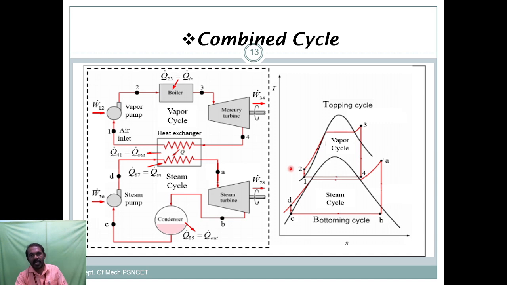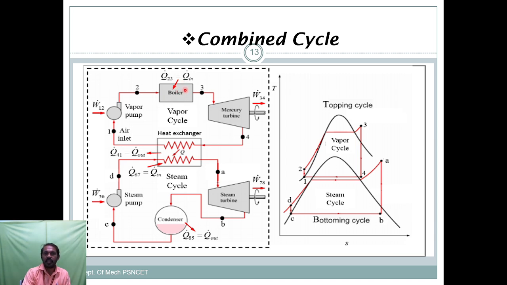Here is the combined cycle. It's an interesting topic. It's a combined Rankine cycle. There are two cycles: a vapor cycle and a steam cycle. Vapor means we are using air, and in the steam cycle we are using water. So first the air goes to the boiler. The boiler is heating, so the air is heated.